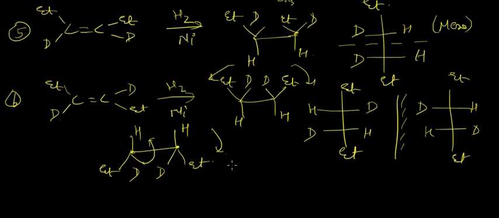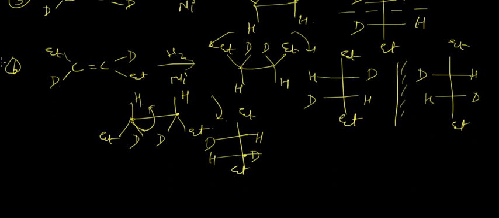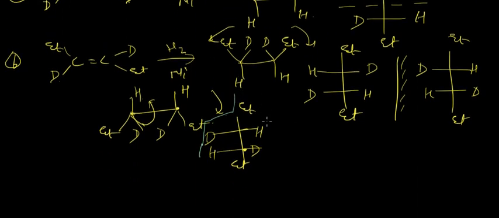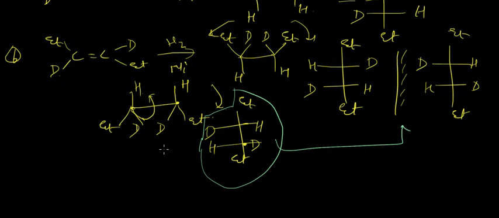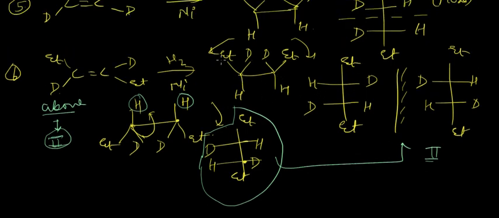So in this case, what will happen is, if you rotate this anti-clockwise, you would get something like H here, D here, and if you rotate this clockwise, you would have D here, H here, and ET on the vertical bonds. So this is actually same as this compound. So from here, if the hydrogen attaches above the plane, you get the second one. Okay, and if it attaches below the plane, you will get this one.